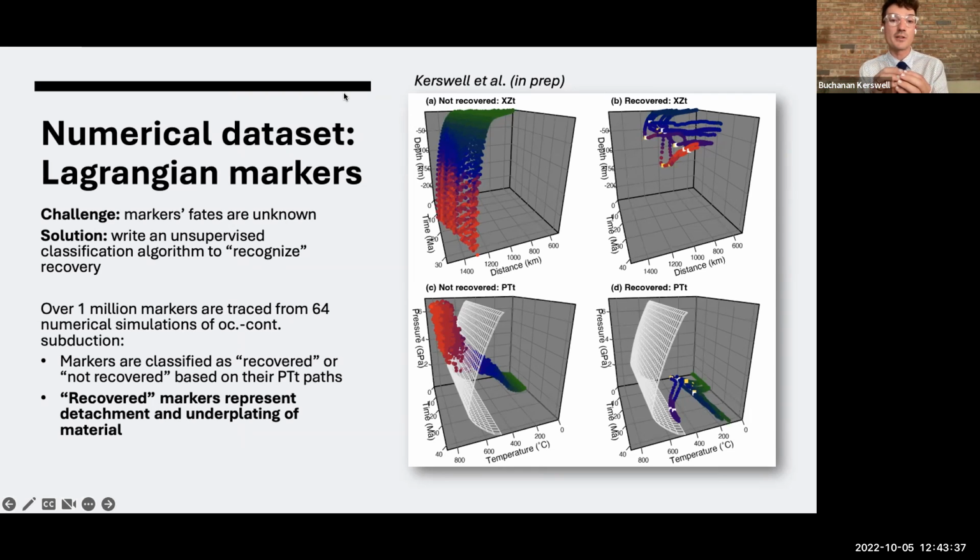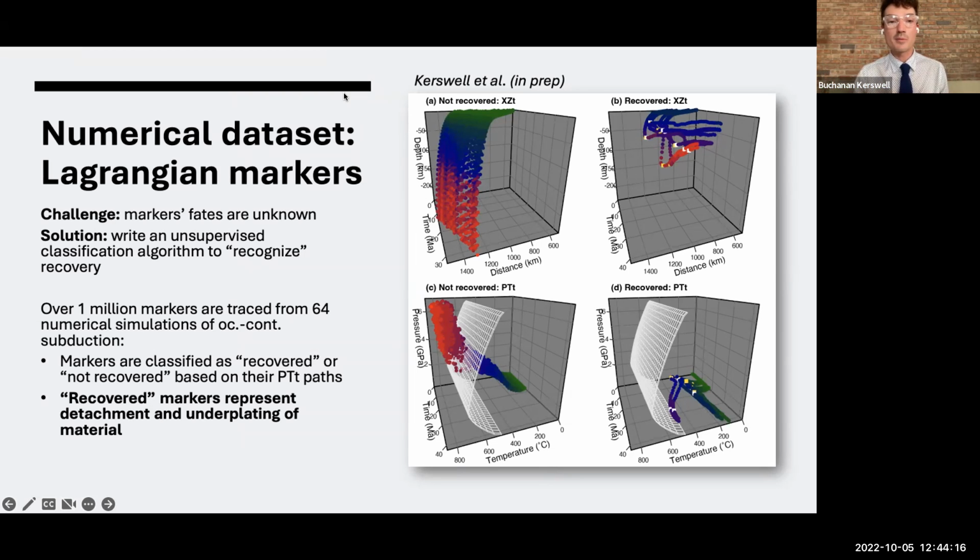These are the markers that the algorithm is classifying as recovered. You can see that they begin to fall down into the subduction zone, and then they get detached and underplated and they move in interesting ways, but they never get subducted. So this is what the algorithm is classifying: these markers are getting recovered, these markers are getting subducted. On the bottom plots, it's the pressure, temperature, time domain. For the markers that are getting subducted, which is the bottom left plot, you'll see that they are increasing in pressure and increasing in temperature, and they are just getting completely subducted.